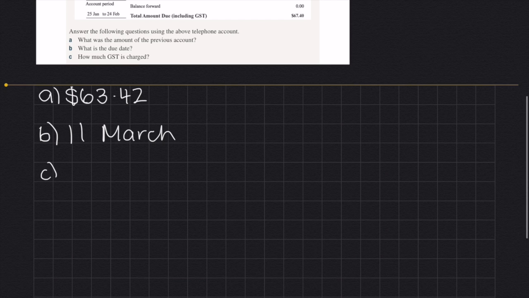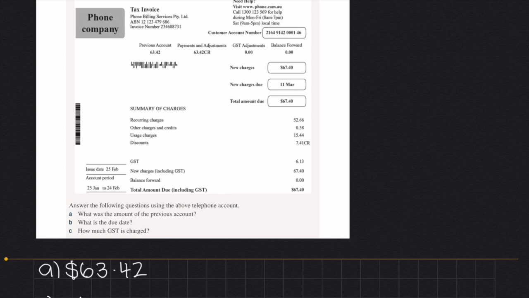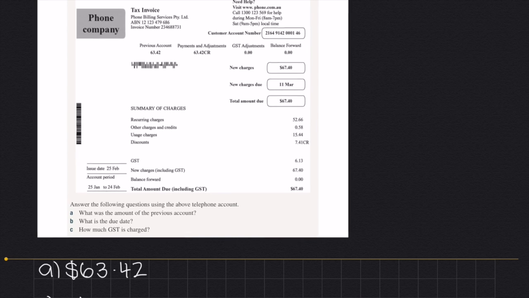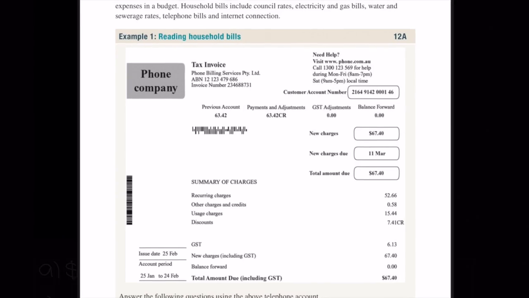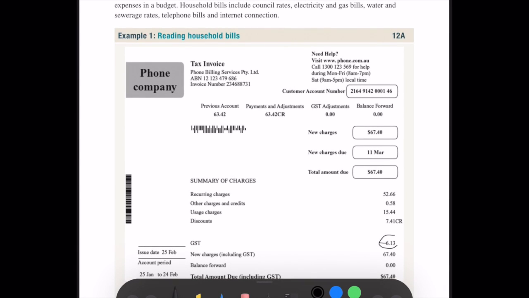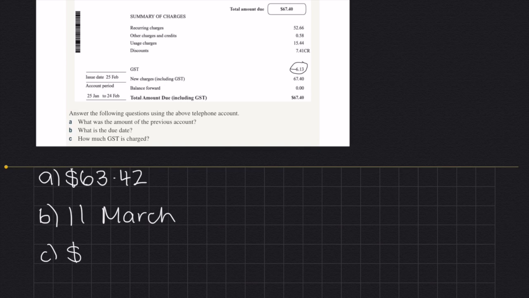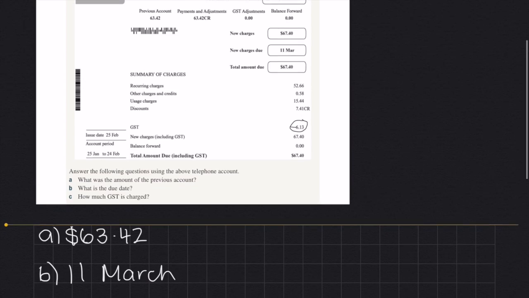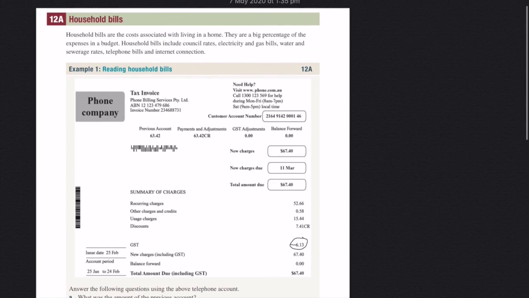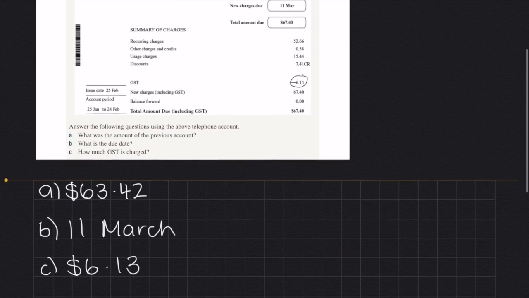And for C, we want to know how much GST is charged. So we look for where it says GST, which is down the bottom here. It says GST, and we go straight across and find $6.13. So that's just here. So then what we do is head out of here and write $6.13. And that's all you're doing for this chapter, reading bills, reading graphs, and just extrapolating the data from there. I hope that makes sense.